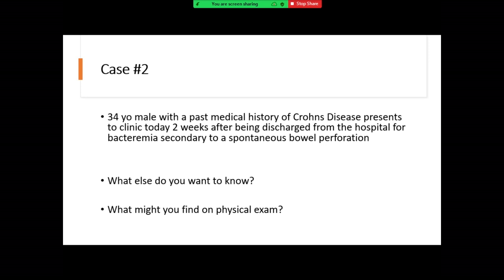What kinds of things are you thinking you might run into in the room? What kinds of questions do you have? What makes this patient complex to examine?